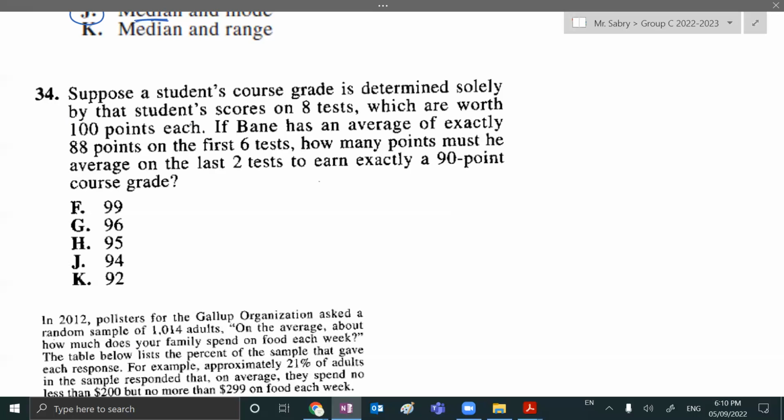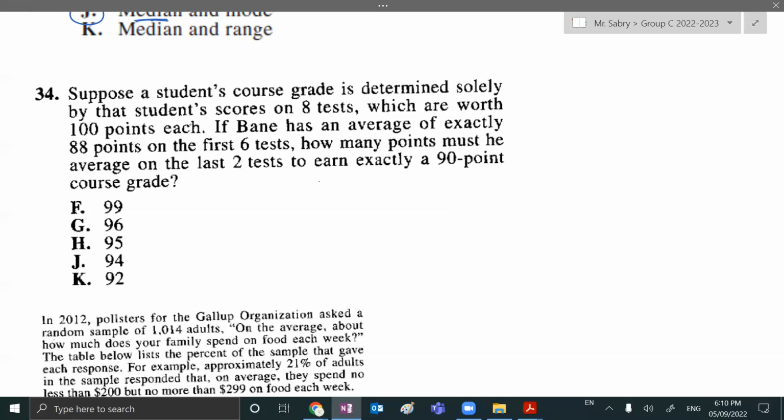Mister, I did something wrong because I don't know how to. I did 88 times 6, then 90 times 8, and then I subtracted the values. I got 192. Okay, 192 is the sum of how many tests? 2, so I divide by 2. Exactly, because he needs the average of these 2 tests. So it's 96. Perfect. You did everything right. It was just an intentional trick. You did an amazing job.